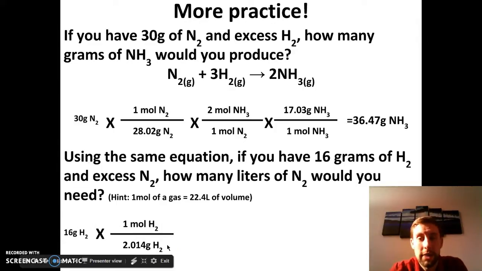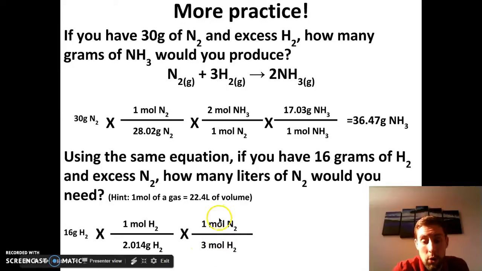2.014, I went out a few more decimals than usual, but that's okay. To moles of H2 on top. Great, there's one step done, but we need liters of N2. We're not there yet. So we have to cancel moles of H2. To get to our new thing, we have to get moles of something else. Moles of N2 in this case on top, so it's a mole ratio. In our mole ratio, our numbers come from the balanced chemical equation. 1 mole of N2 for every 3 moles of H2.